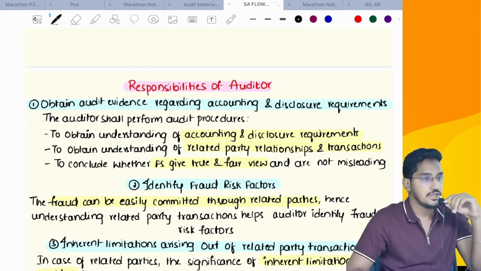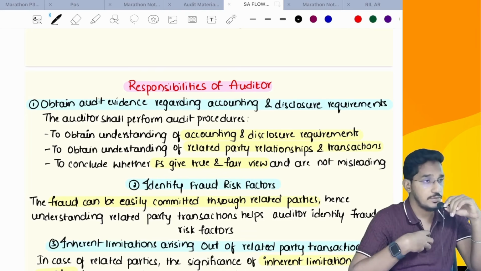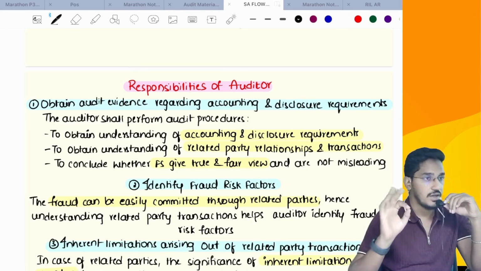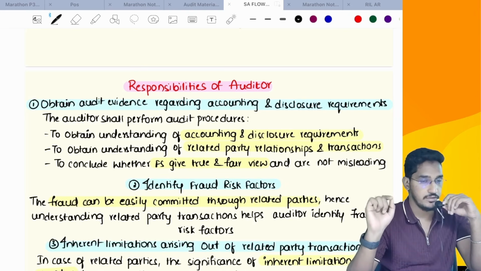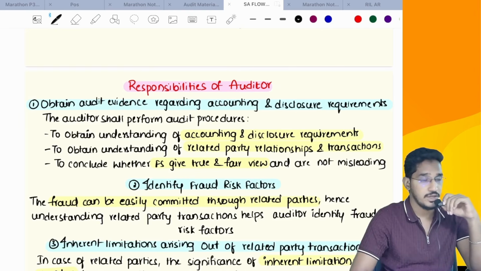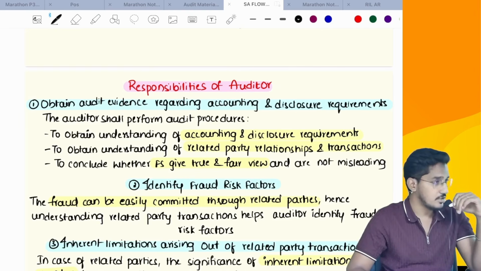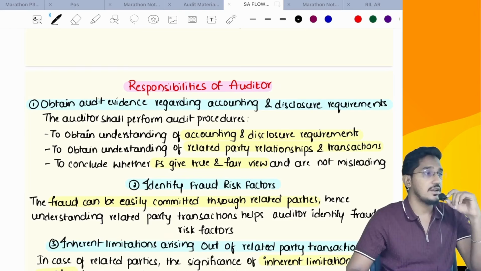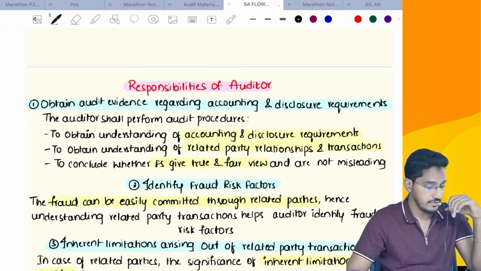Basically, as I have told, even if you take Schedule 3, even if you take accounting standards, there are so many disclosure requirements they have mentioned. So as an auditor, my objective is to obtain sufficient and appropriate audit evidence, whatever accounting and disclosure requirements are given under the applicable financial reporting framework, whether all those requirements are fulfilled or not. So what is my responsibility? I have to check whether the related party transactions are accounted as per that framework, and whether all the disclosures are given as per the applicable financial reporting framework.